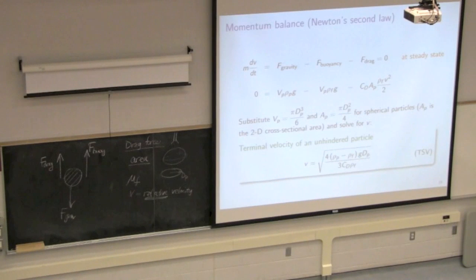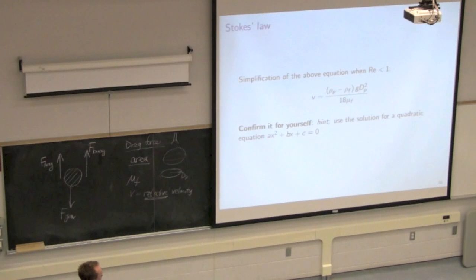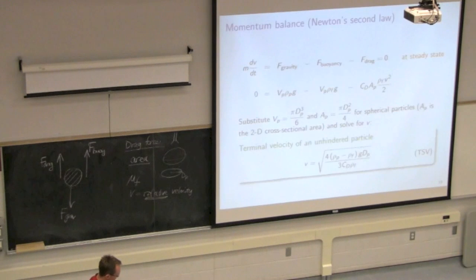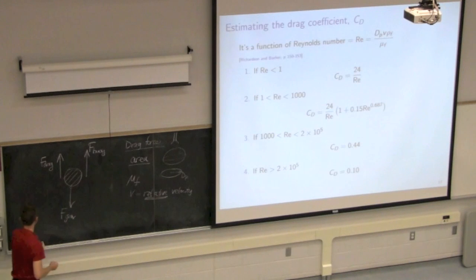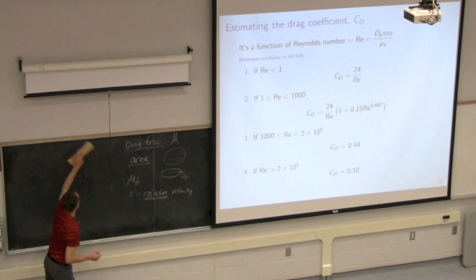Questions on this so far? This derivation is straightforward. So we've got a problem, though, when we want to use this equation, and we're going to see it come up in a minute. If we make the assumption, however, that the Reynolds number is less than 1, we can actually work with this equation quite nicely. So recall, Reynolds number less than 1 means that the drag coefficient CD is 24 over the Reynolds number.